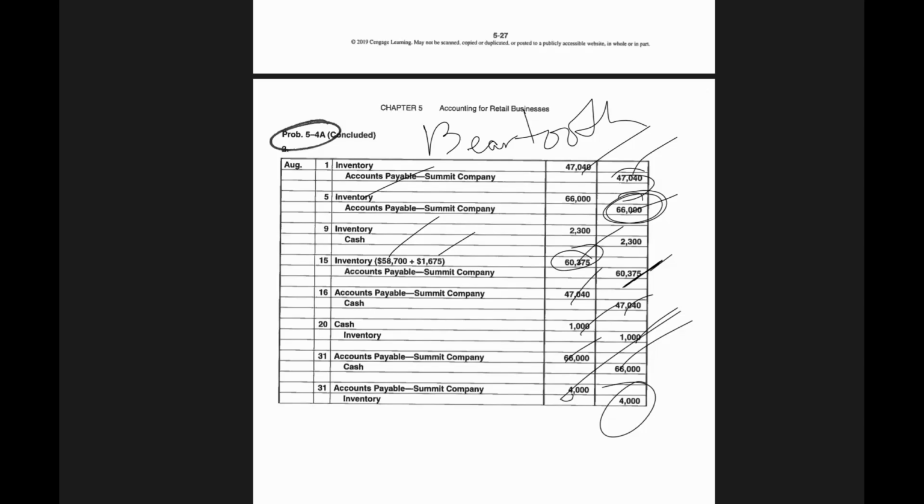So before I'd move on, I would once again review all of these exercises, make sure we understand what we are debiting and crediting. Are we the seller or are we the buyer? But all of the exercises and problems from Chapter 5 would be worth your time to review. That takes care of our assignment from Chapter 5.